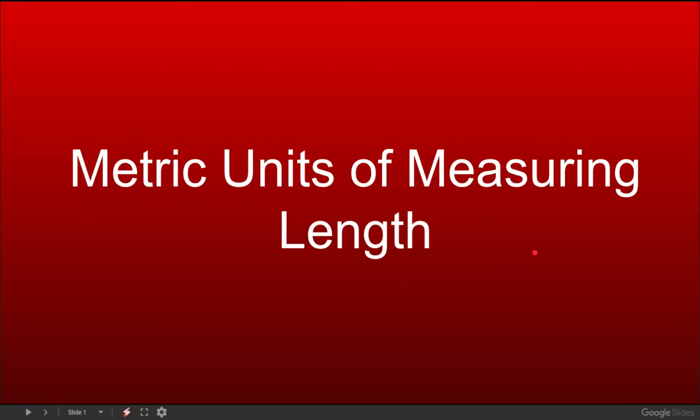Today we are going to talk about the metric units of measuring length: the millimeter, the centimeter, the meter, and the kilometer, or kilometer, however you want to say it. Now there are more units of measuring length in the metric system. These ones are just the most common units of measuring length.